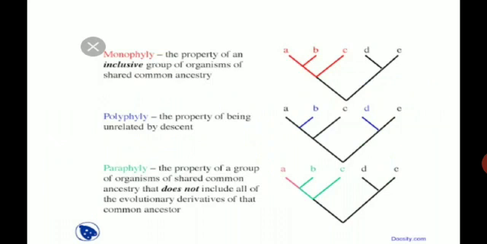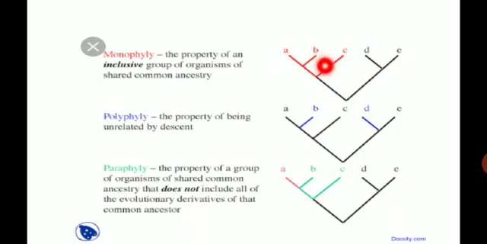Now, see the three types of groups in cladistics: monophyletic group, paraphyletic group, and the third one is polyphyletic group. Only the monophyletic group is accepted by cladistics. The monophyletic group is the taxa comprising all the descendants of the common ancestor.